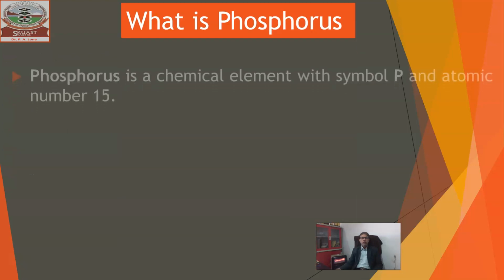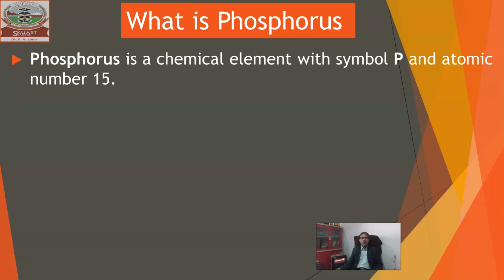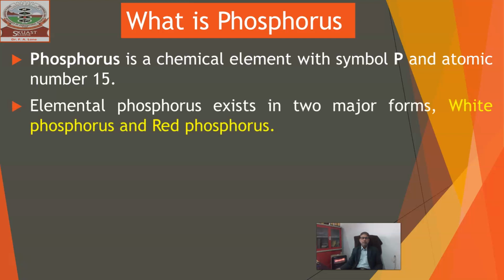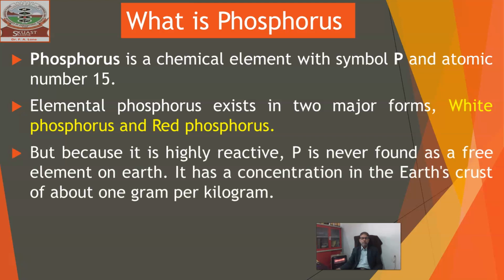As far as phosphorus is concerned, it's a chemical element with symbol P and its atomic number is 15. And elemental phosphorus exists in two major forms. One is called the white phosphorus and the other one is called the red phosphorus.